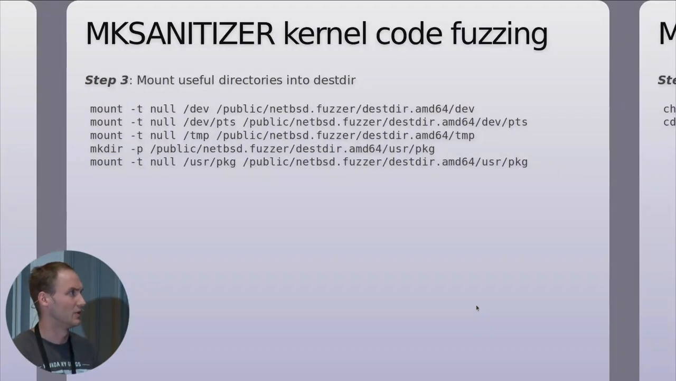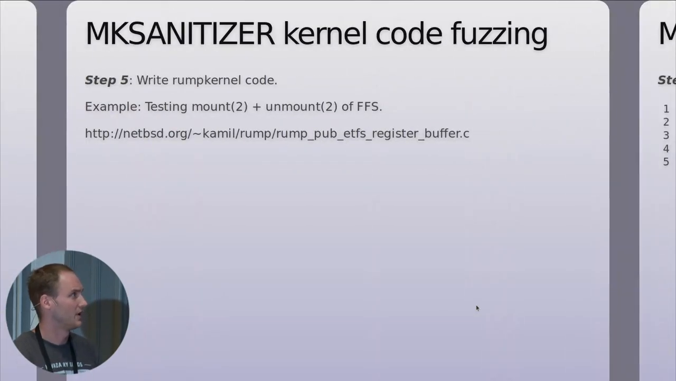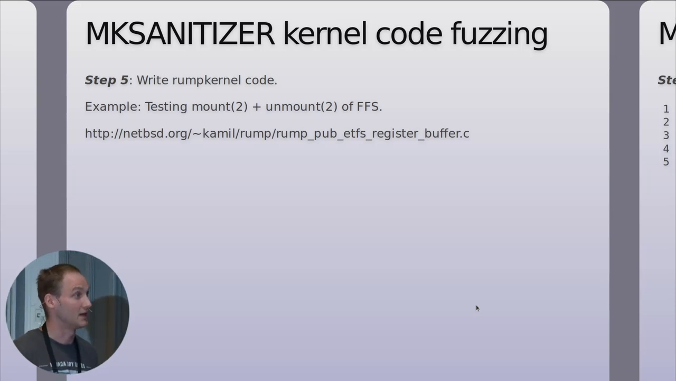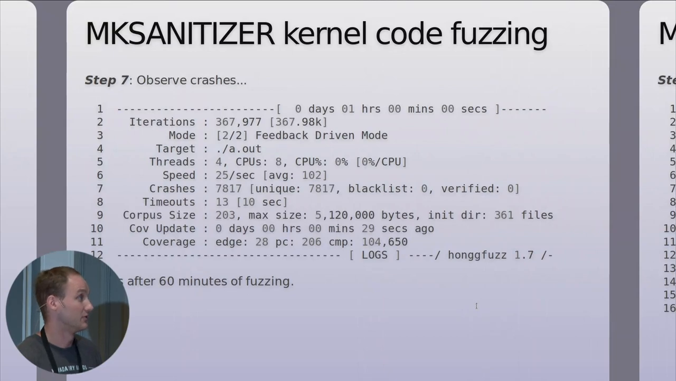You need to do the mount for different subsystems for the rump, change the root. Then you also, for a rump kernel, you also need kind of the wrapper, because the rump kernel is also a user space library. So as I use the wrapper for just fuzzing the kernel, it is something similar for the rump. Starting the honggfuzz fuzzer with some dedicated corpuses, and then observe the crashes.